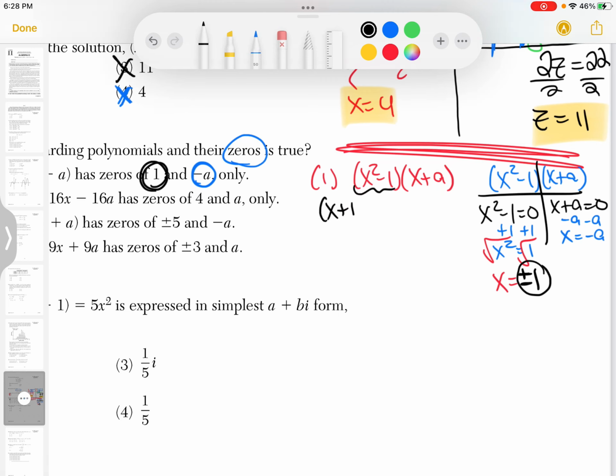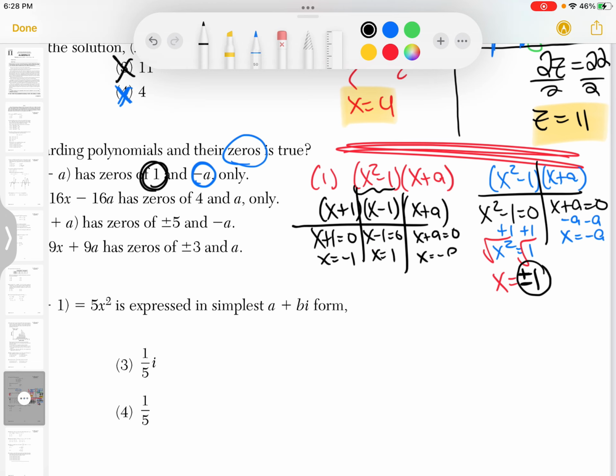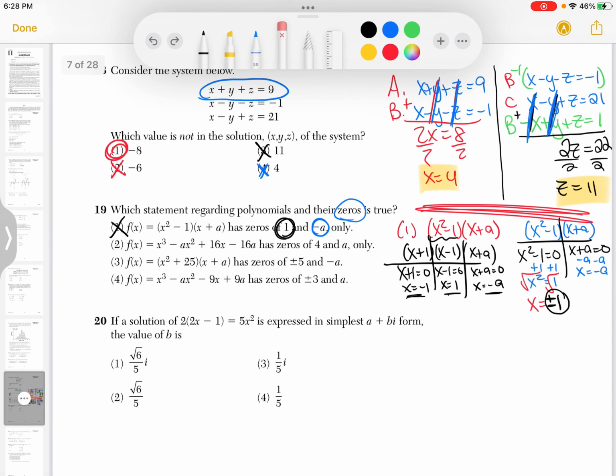This right here is dops. So I'll get x plus 1, x minus 1, and then the x plus a comes down, and hopefully you can already kind of see. If I do x plus 1 equals 0, I get x equals negative 1. Here I get x equals 1, and then same thing happens over here. I get x equals negative a. So I can see right away there's 3 answers, and it's telling me there's only 2, so that one's out.